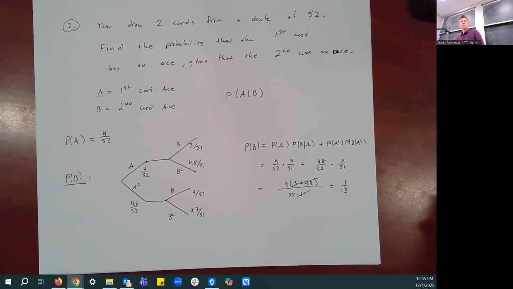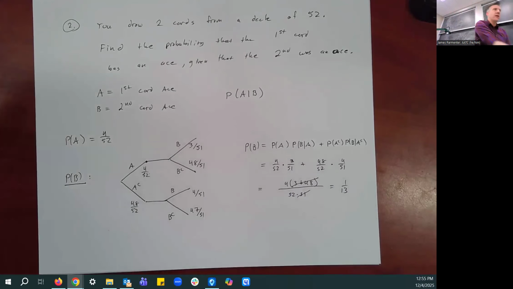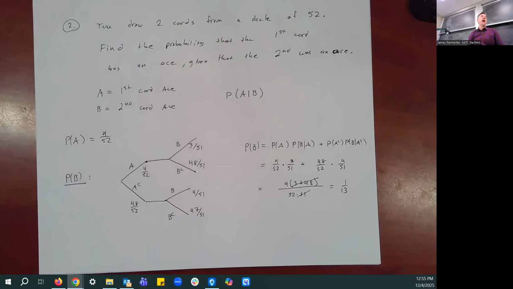So essentially, we didn't need to think about it at all. If you had ignored the fact that we drew a card, since we don't know what happened with that card, the probability that the second card is an ace is just the same as the probability that the first card in the deck is an ace, 4 out of 52. If you don't know what happened with the first card, it's kind of like it never happened. Interesting. Kind of weird.